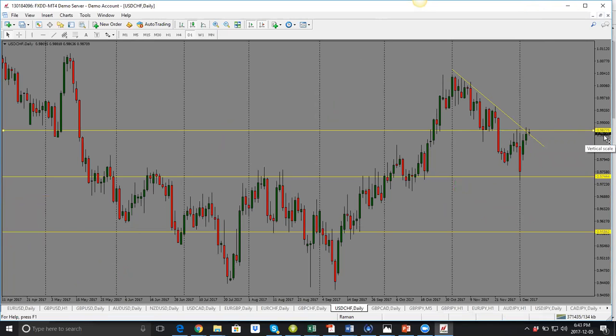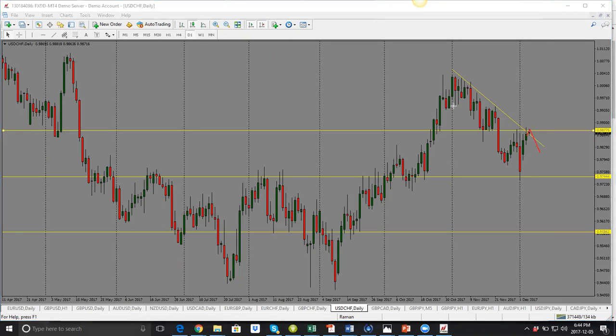So as long as price stays below the 0.9880 level, I'm looking for price to drop. Overall, the bias still remains to the downside. So as such, I would be watching this 0.9880 level. And if it stays below, then I'm looking for price to sort of do this.